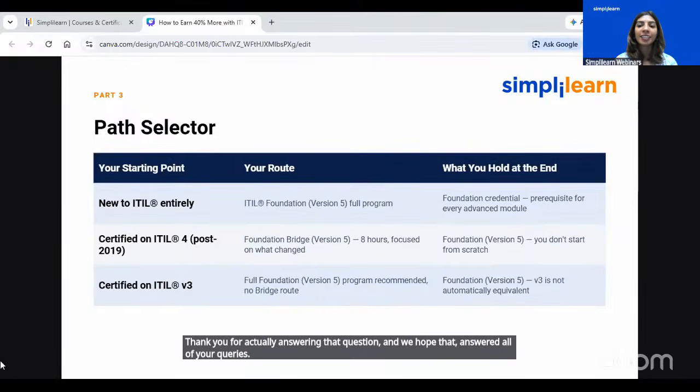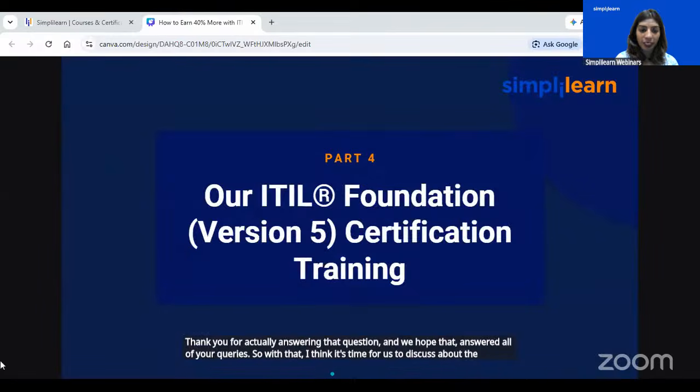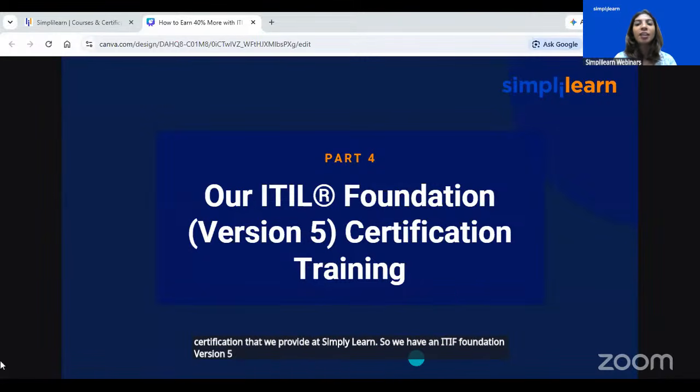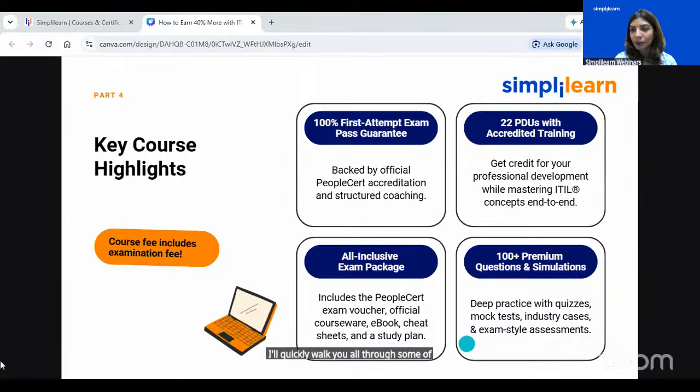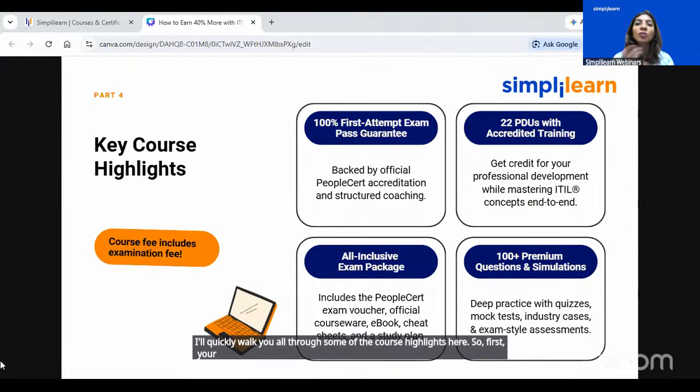So, with that, I think it's time for us to discuss the certification that we provide at Simplilearn. So, we have an ITIL Foundation version 5 certification training. I'll quickly walk you all through some of the course highlights here. So, first, your course fee already includes the official examination fee, so you don't have to purchase that separately if you decide to join our training program.